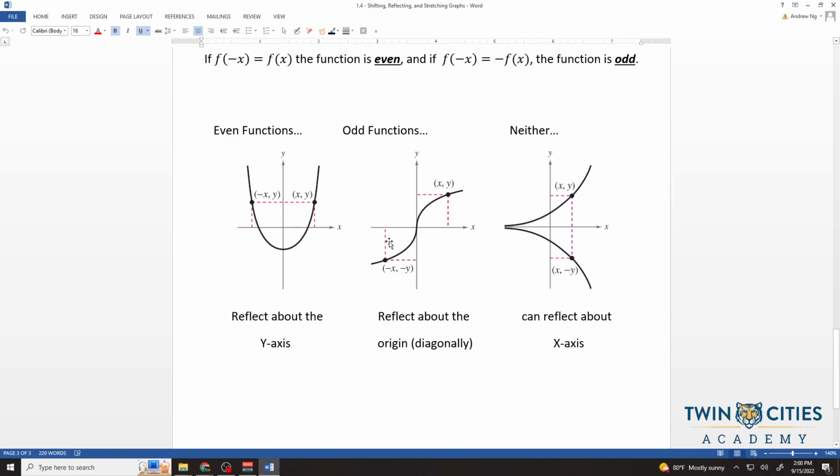Note here, if it is not even and it is not odd, then it's neither, which could still reflect about the x-axis, but that doesn't mean anything to us. Just because it reflects about the x-axis doesn't mean that it's even, doesn't mean that it's odd. It is actually neither. It must reflect either about the y-axis to be even or diagonally here in order to be odd.